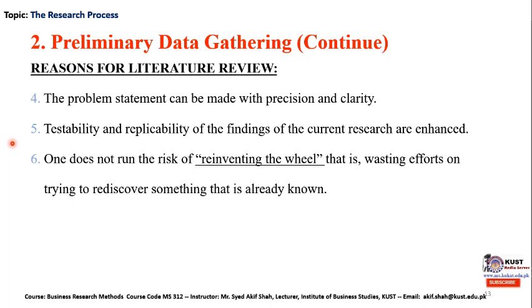The sixth reason for a literature review is that one does not run the risk of reinventing the wheel, that is, wasting efforts on trying to discover something that is already known. Now, what is the meaning of reinventing the wheel? The wheel has already been invented by someone. If somebody spends a number of years on how to invent a wheel once again, he is wasting his time and efforts on the same mechanism or problem which has already been cleared by somebody else.